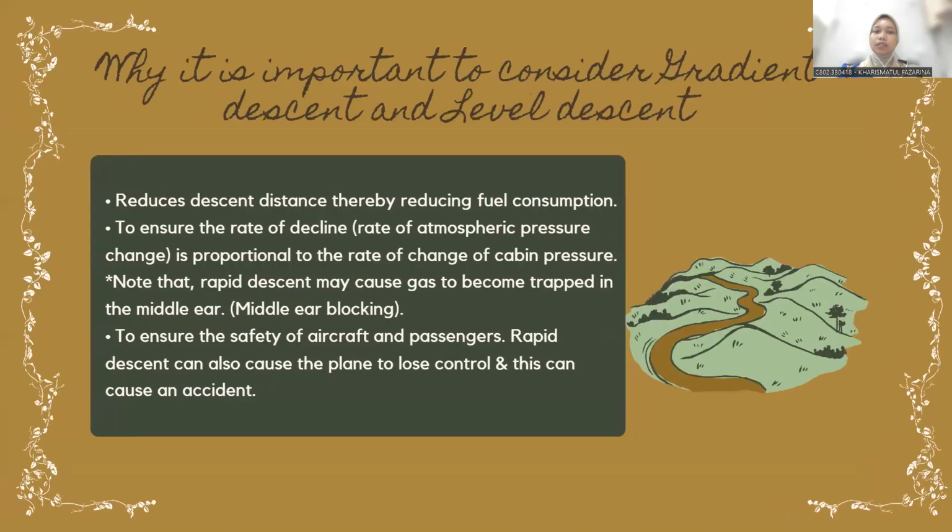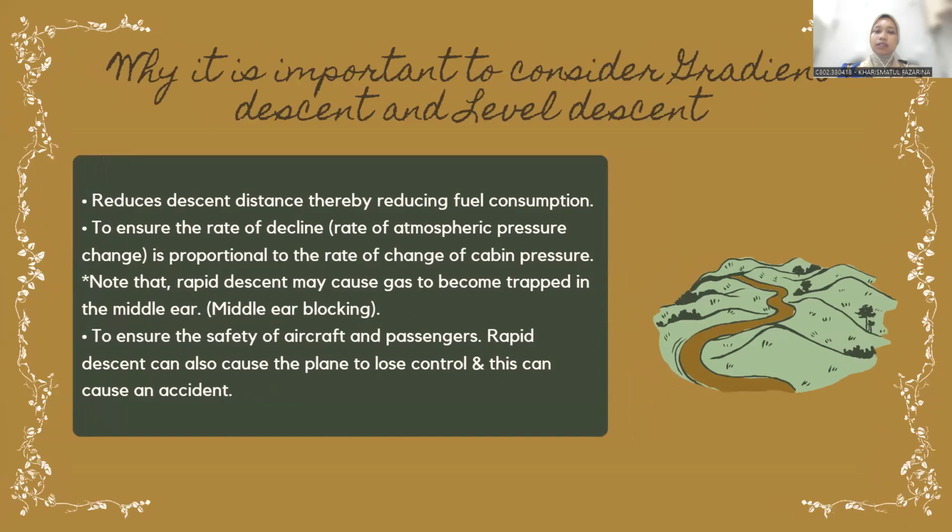Why is it important to consider the gradient of descent? 1. Reduce descent distance, thereby reducing fuel consumption. 2. To ensure the rate of descent, or rate of atmospheric pressure change, is proportional to the rate of change of cabin pressure. Note that rapid descent may cause gas to become trapped in the middle ear. 3. To ensure the safety of aircraft and passengers. Rapid descent can also cause the plane to lose control, and this can cause an accident.